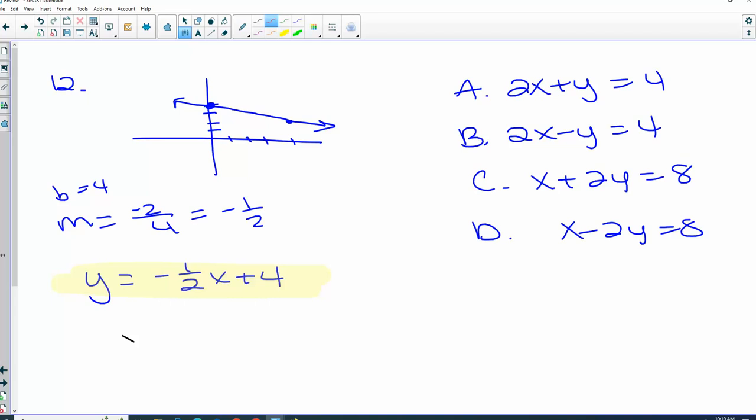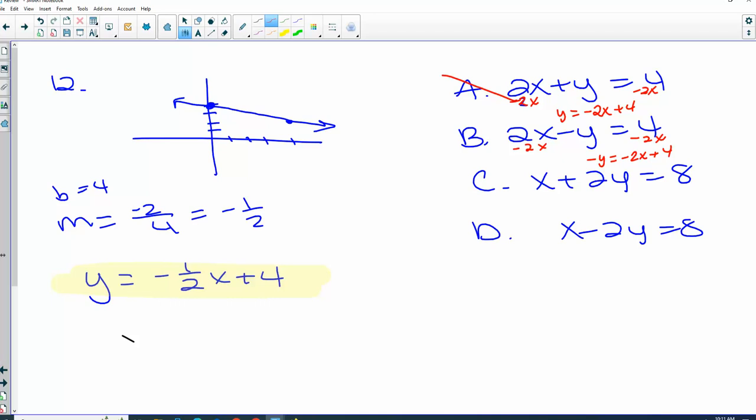So on A, if I'm trying to write that in y equals mx plus b form, we would subtract our 2x. And that gives us y equals negative 2x plus 4. Okay, it has the correct y-intercept, but is my slope right? No. So that one is not going to work. Is B going to work? Can you tell right away? You might if you notice our coefficients are similar. So if I subtract my 2x, negative y equals negative 2x plus 4, what would you have to do now?